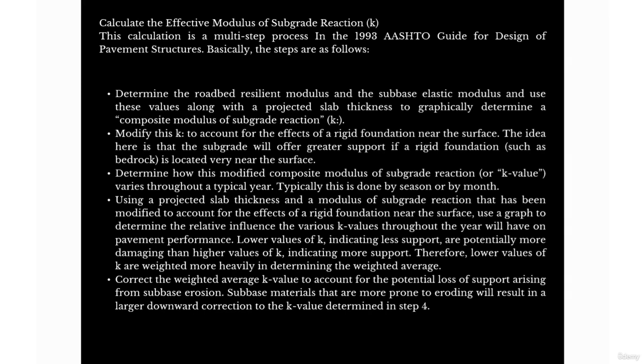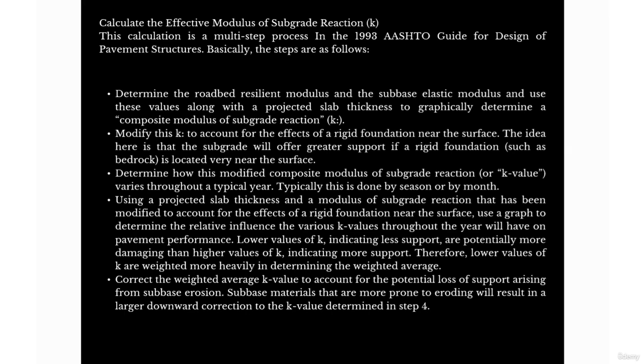So you determine the roadbed resilient modulus and the subgrade elastic modulus and use these values along with the projected slab thickness to graphically determine a composite modulus of the subgrade reaction K, right? You modify this K to account for the effect of rigid foundation near the surface. The idea for doing this is that the subgrade will offer a greater support if the rigid foundation, like a bedrock, is located near the surface, of course.